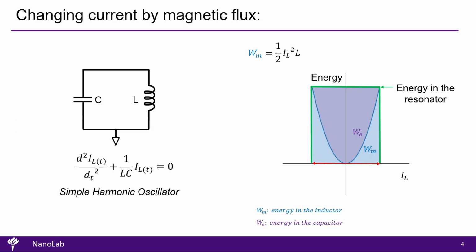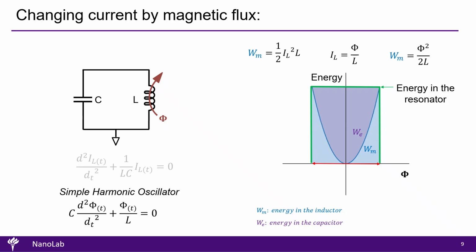Recall the energy versus inductor current plot from the previous session. Since the inductor current equals the magnetic flux divided by L, we find that the magnetic energy Wm is equal to the flux squared over 2L. In other words, the energy in the inductor depends quadratically on the flux. This means we can replace IL with phi on the horizontal axis of the energy plot without changing its meaning, since Wm remains a parabola. We then substitute the inductor current by the flux divided by L into the simple harmonic oscillator equation, as shown here.